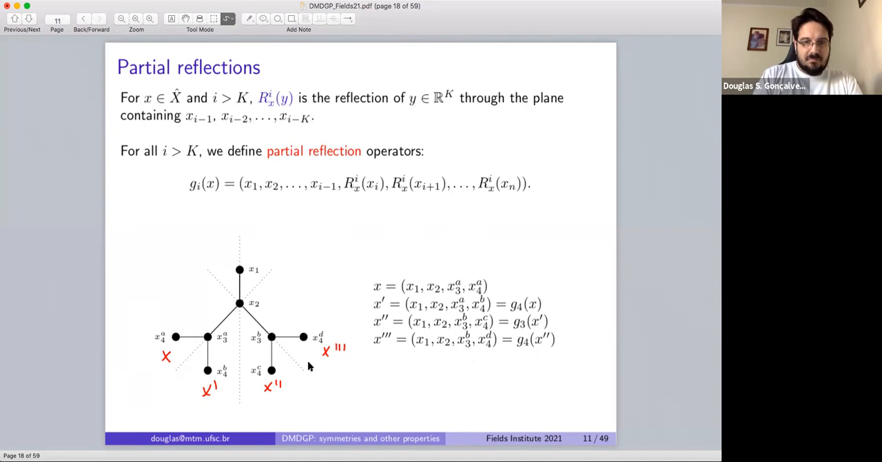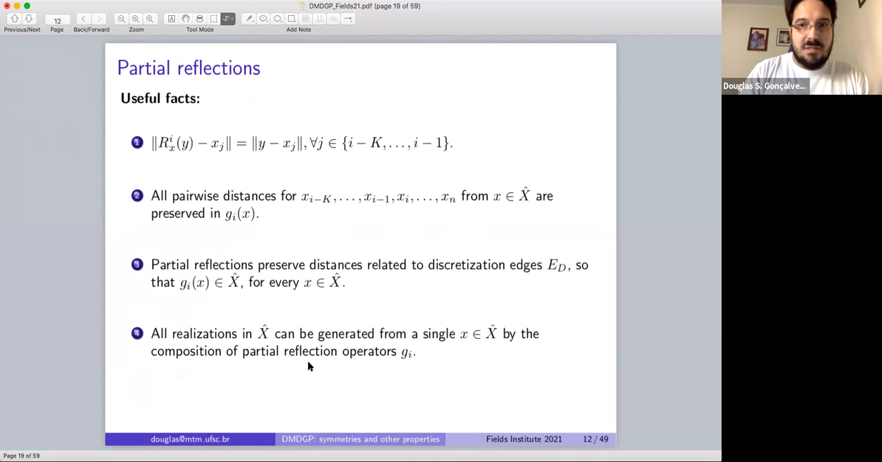And so useful properties about the partial reflections are these. If you perform a reflection of y through the hyperplane defined by the vertex positions x i minus k to x i minus 1, then it's obvious that the distance from y to any point in this hyperplane is going to be the same. Also, all pairwise distances between the positions x i minus k to x n are preserved when we apply the partial reflection, because it's like a rigid transformation, but only acting from this point onwards. So all the distances here are preserved.